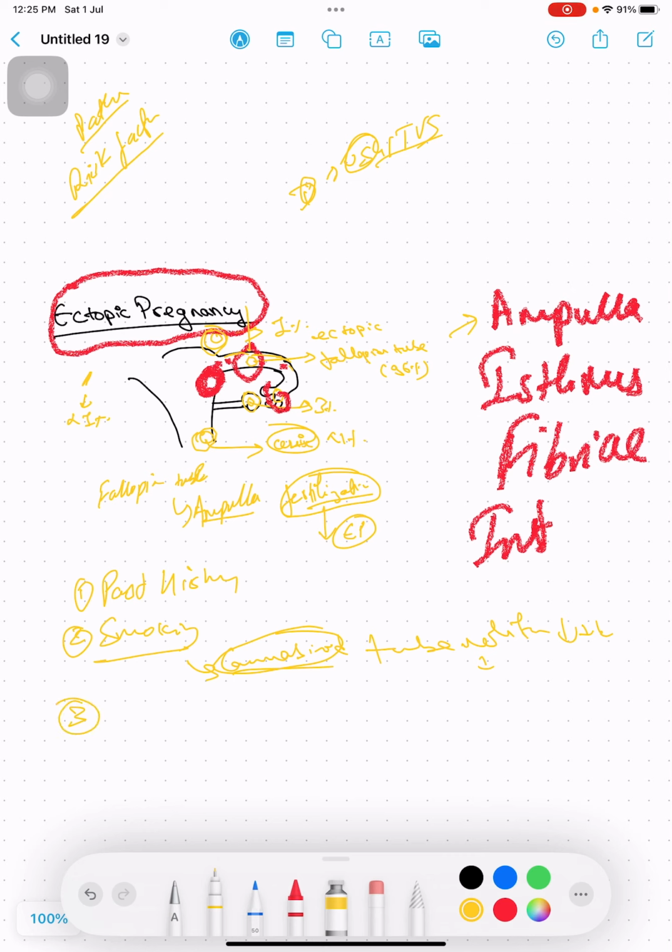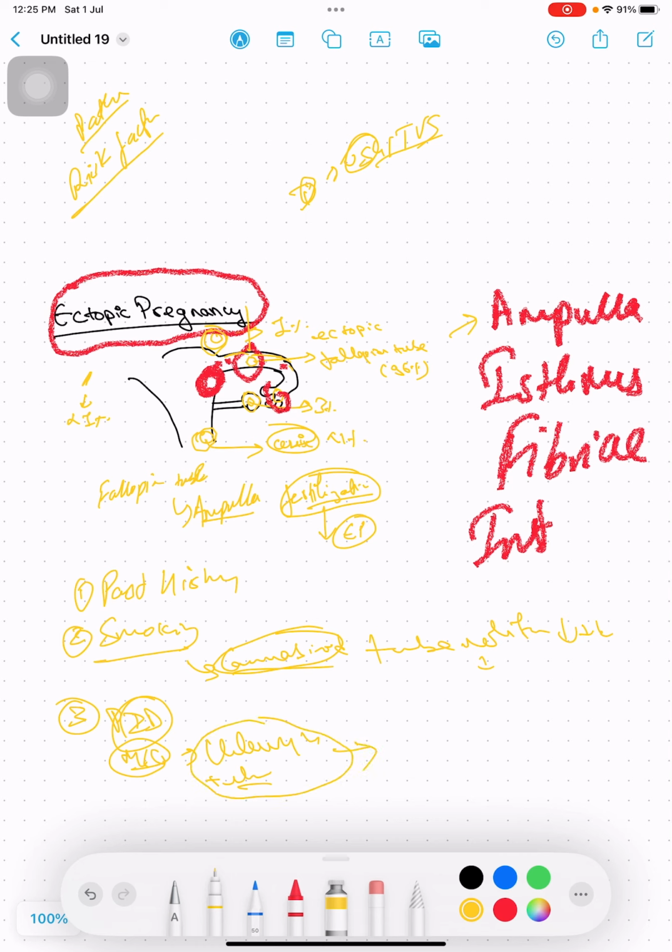Number 3 would be pelvic inflammatory disease, and the most common cause of pelvic inflammatory disease is chlamydia. Remember, tuberculosis of the tube is the second most common. So the first one is chlamydia, and the second one is tuberculosis of the fallopian tube.